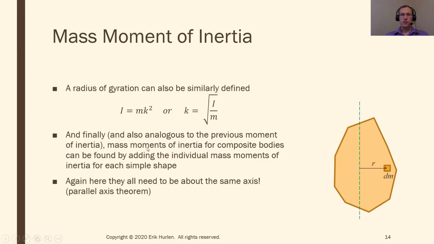And then like we've seen before, with these mass moments of inertia, if you have a composite body, something that's made up of smaller shapes, you can take the moments of inertia of each small shape and add them all up, provided they're all about that same axis. And if they're not about the same axis, you can use the parallel axis theorem, like we did last class for the geometric moments of inertia. So everything here is completely analogous to the previous moment of inertia situation.